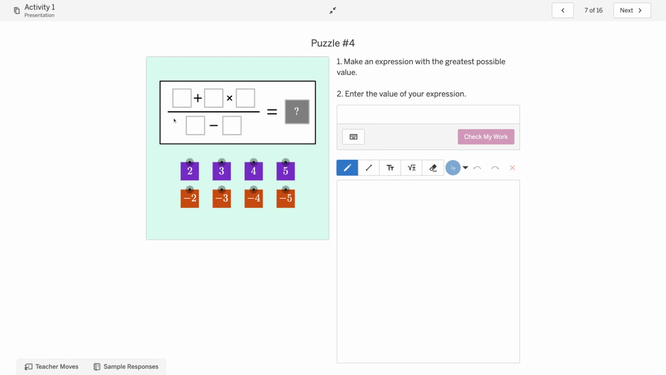Next, okay, I need to follow the order of operations. So I need to solve this top part first, solve this bottom part, and then divide. But then I have to follow order of operations on top. So I need to come up with a number, call it the box, plus 2 numbers multiplied, and then I'm going to subtract on the bottom. So here's my order of operations.